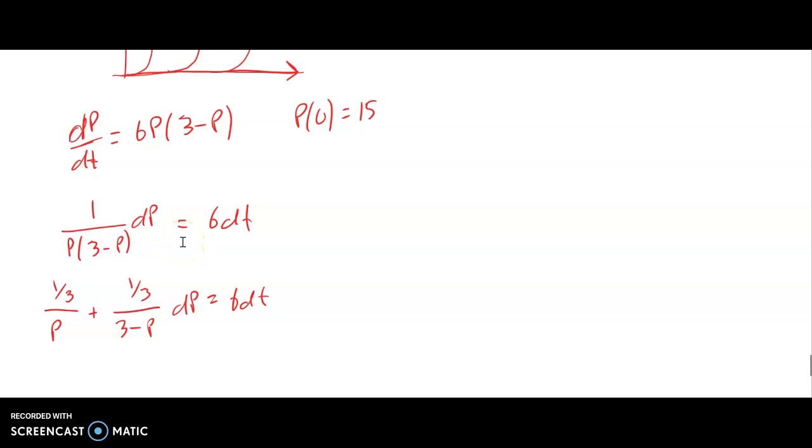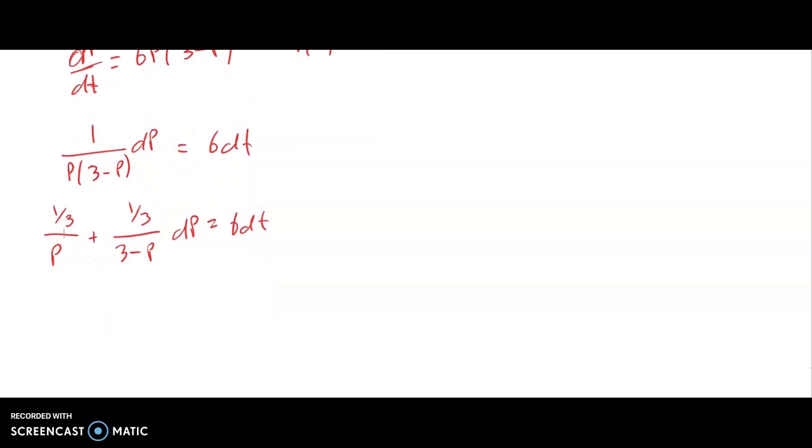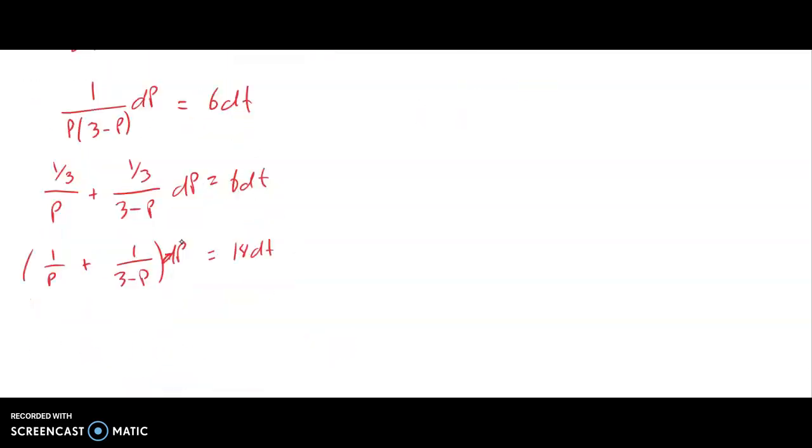Okay, so next, I like to make this as simple as possible. Whenever I get fractions, I like to get rid of them. So we're going to multiply by 3 on both sides, and I'm going to get 1 over p plus 1 over 3 minus p, dP, is equal to 18 dt. So from here, we're going to integrate. Integrate this side, integrate this side.